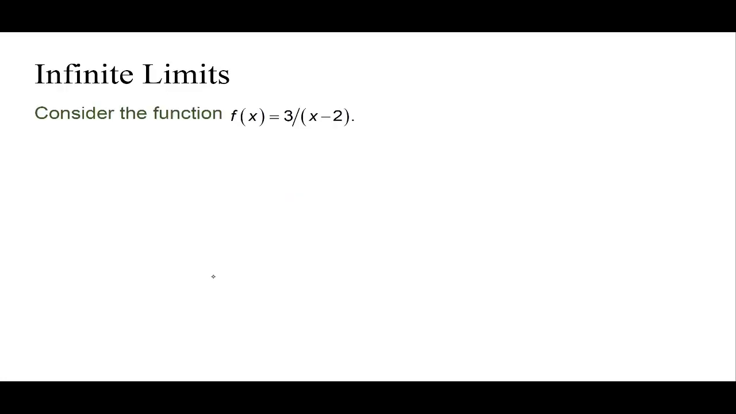Let's start with one example. Let's say you have a function f of x which is 3 over x minus 2. So if you try to plot the graph of this function at x equal to 2, this is actually 3 over x minus 2. So when x is 2, this denominator would be 0. So that means the function is undefined at 2.